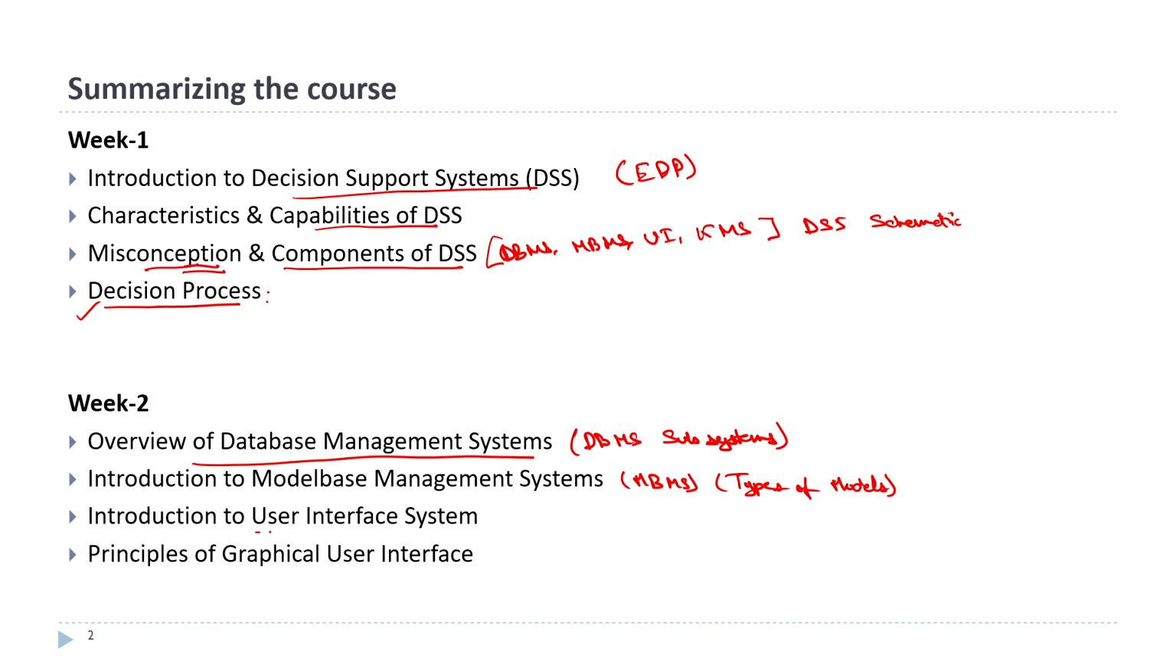Week 2 lecture 3 talked about the user interface system. In the user interface, the GUI, graphical user interface, then natural language processing, NLP, and its capabilities were discussed. GUI design and the dialog for GUI were all taken.